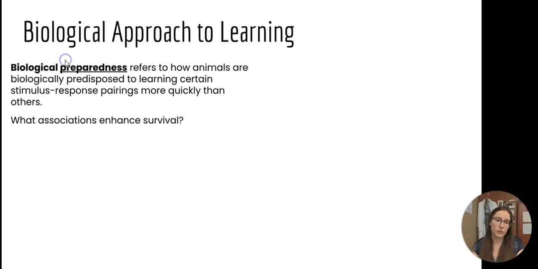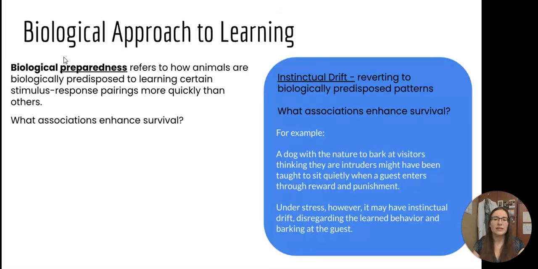So, if we think about what associations enhance survival, these tend to be some things like fear, right? If we learn to fear certain objects or certain dangerous situations, we are more likely to survive, right? It makes us more biologically prepared to survive. When we learn things, though, a lot of times we're going to see, especially animals, revert to their biologically predisposed patterns. When an association doesn't enhance their survival, it's often going to be unlearned or forgotten pretty quickly.